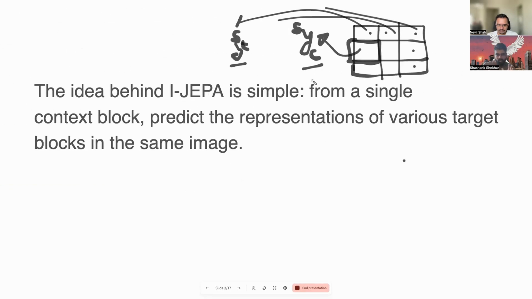So that's what differentiates I-JEPA: just corrupt something, and the architecture is non-generative. So it cannot actually predict the corrupted pixels. It doesn't have the capacity. The I-JEPA can only predict an intermediate embedding.